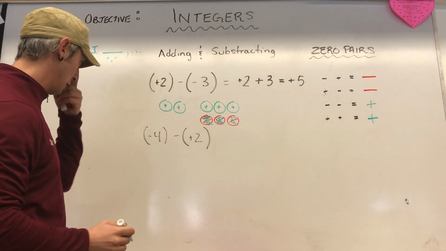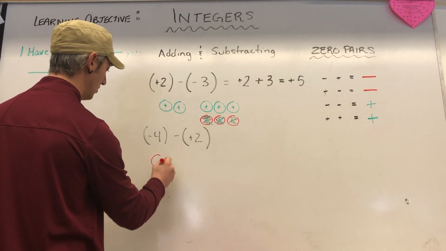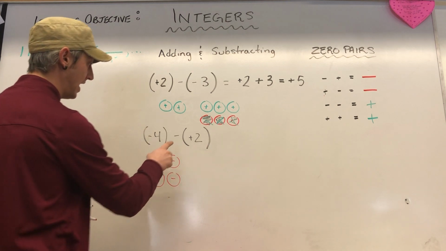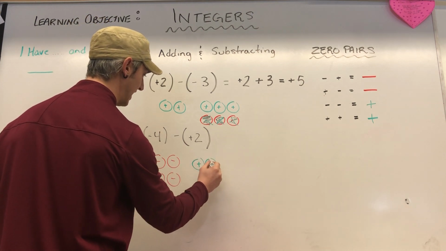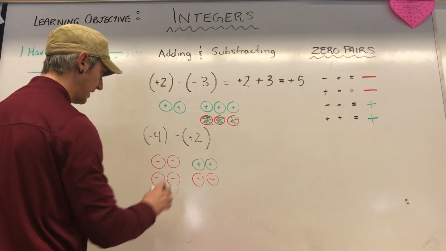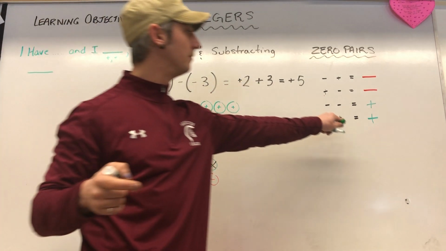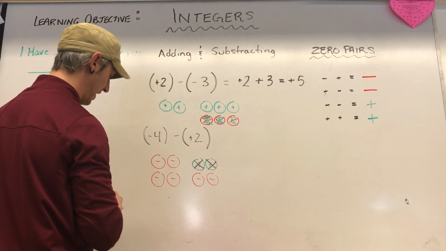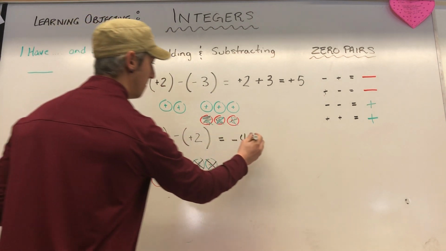How about down here? I have negative 4. 1, 2, 3, 4. And I take away positive 2. And again, I don't have any positives to take away from, so I'm going to have to add 0 pairs. And I take away positive 2, goodbye, goodbye, and I'm left with negative 6. Now if I did this, using this trick here, I would notice, okay, I've got different signs in the middle here. Therefore, I can replace that with one big negative, and I get negative 4 minus 2.